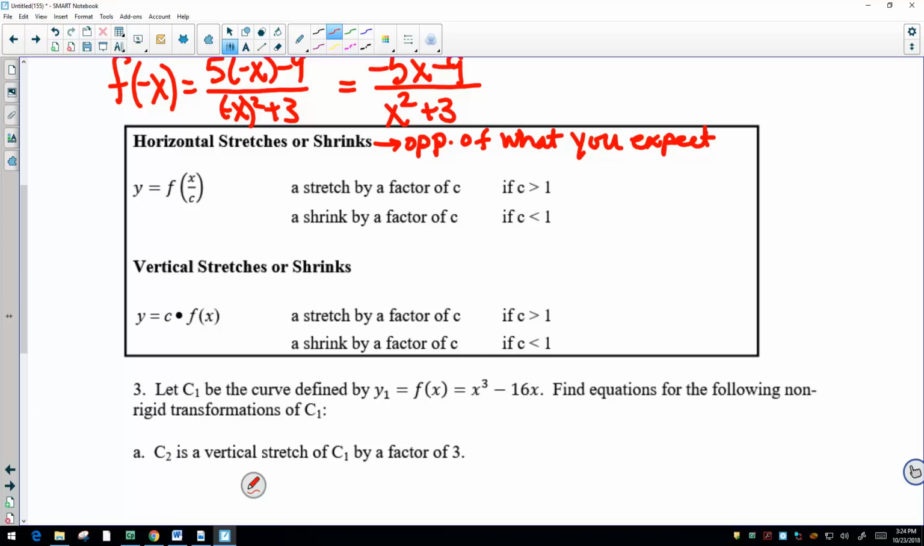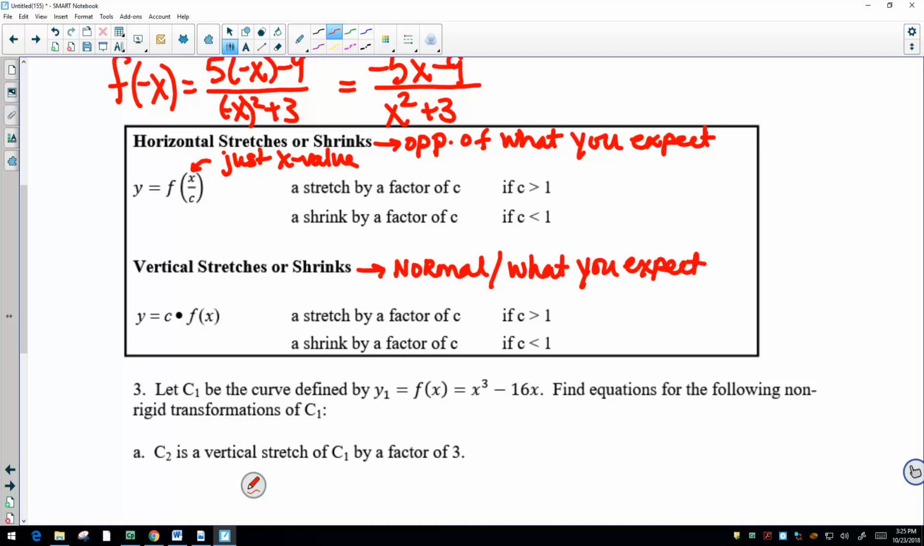Okay. Things that we want to keep in mind, again, if you take a look at this notation, it's just the x value that we're going to see changes happening to. Different from your vertical stretches or shrinks. So again, like we said before, vertical, it's kind of normal, or maybe what you would expect. And again, looking at the notation, so I'm seeing c times this whole function. So it's going to the entire function, whole function change.